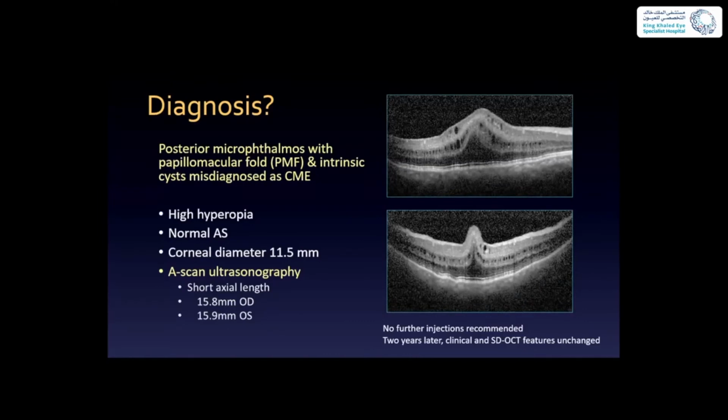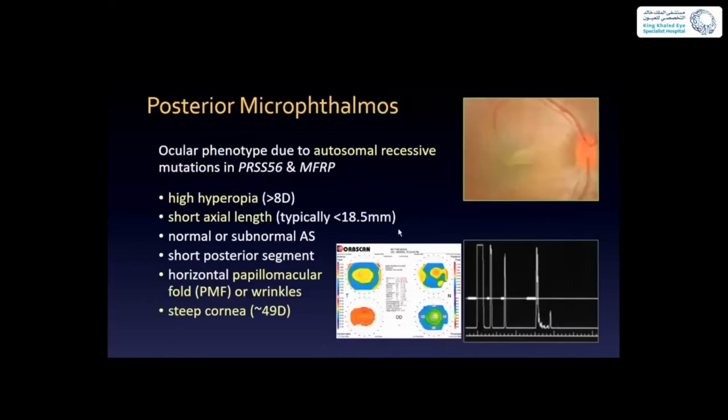We confirmed that this is microphthalmos by doing an A-scan ultrasonography, which showed that the patient had short axial length, approximately 16 millimeters. The corneal diameters were normal, and they had a normal looking anterior segment, so the patient could have fooled the initial doctor. Of course, we recommended no further injections, and 2 and 3 years later, the patient's picture is absolutely stable.